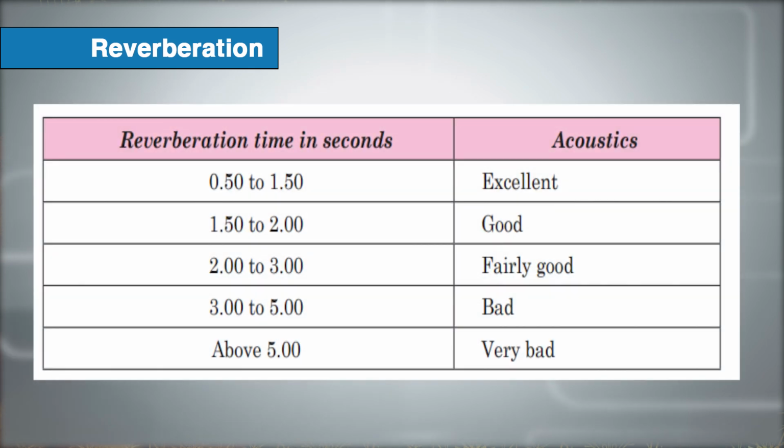The table gives the relation between reverberation time and acoustics of a room. For example, if the reverberation time in seconds is 0.5 to 1.5, then the acoustics would be excellent. If it is 1.5 to 2, it will be good. If it is 2 to 3, it will be fairly good. If it is 3 to 5, it is bad, and above 5, it is very bad.